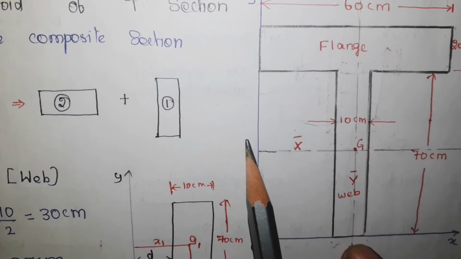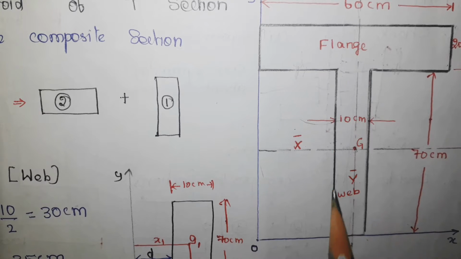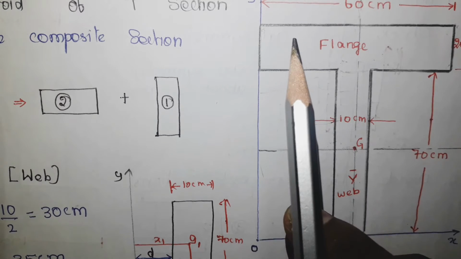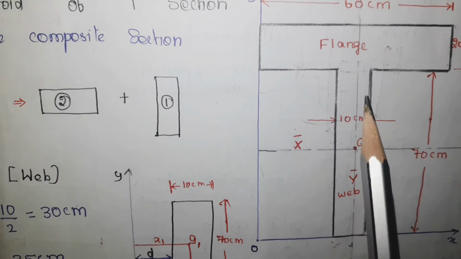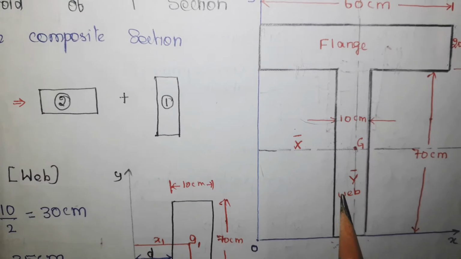So this is the T section. It looks like a letter T, so it is called a T section. It has a horizontal member called the flange, and it has a vertical member called the web. So this vertical member is called the web.